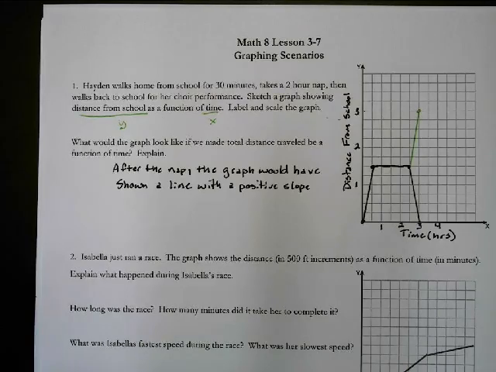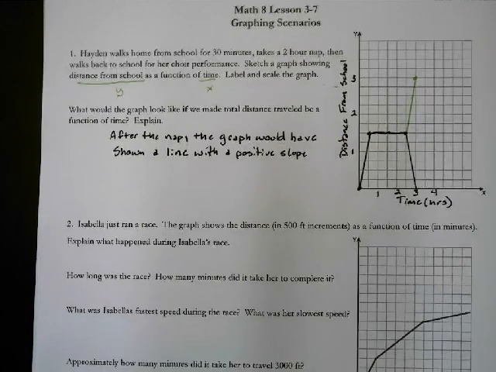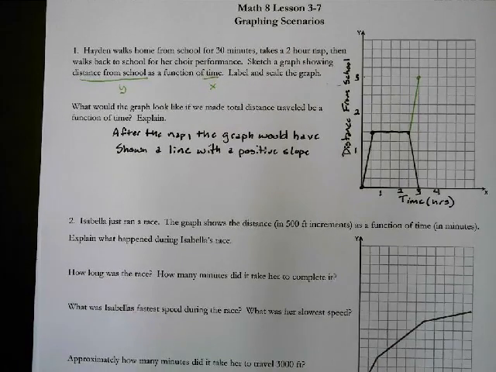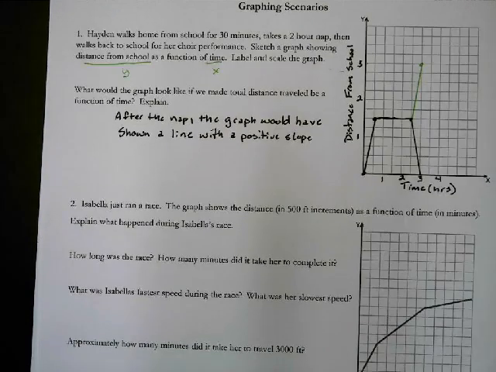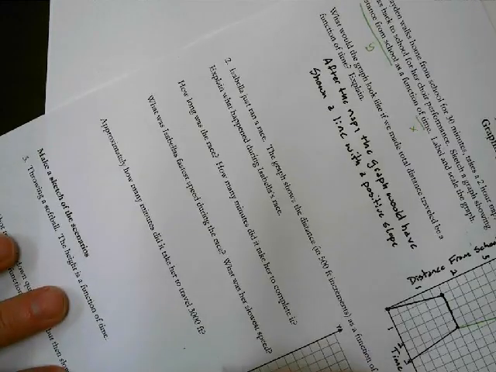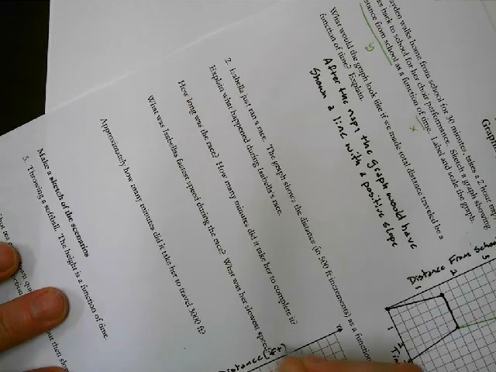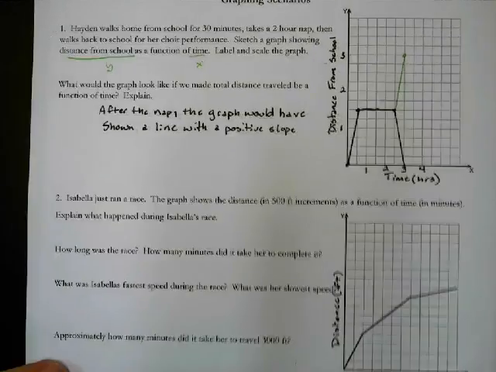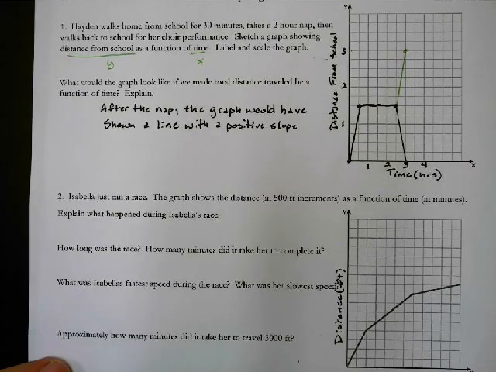All right, Isabella just ran a race. Good for her. The graph shows the distance in 500-foot increments as a function of time in minutes. Explain what happened during Isabella's race. So it shows distance as a function of time. So this is distance in feet. And then this is time in minutes, because distance is a function of time.